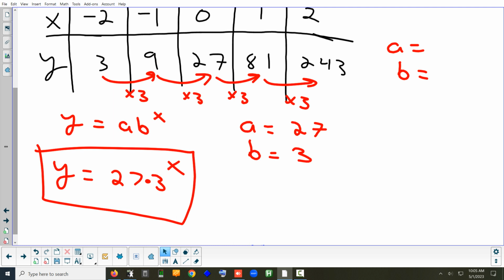Okay, so that's the first skill. Taking a table and making a formula. Any questions on that?